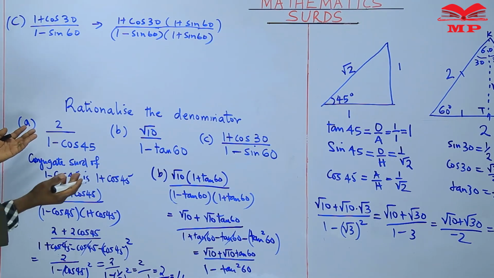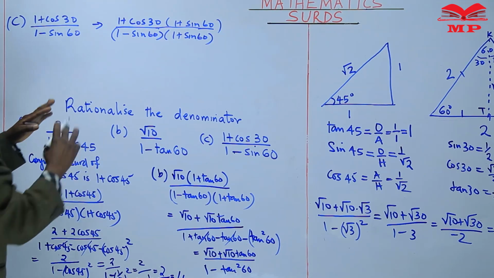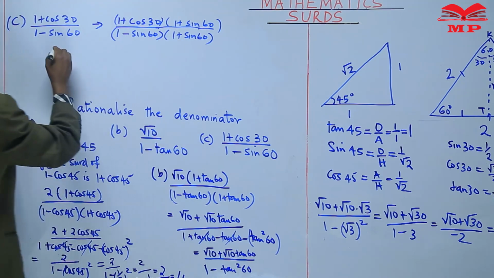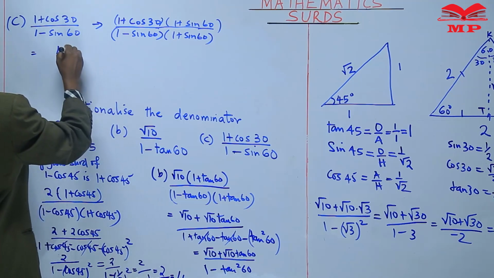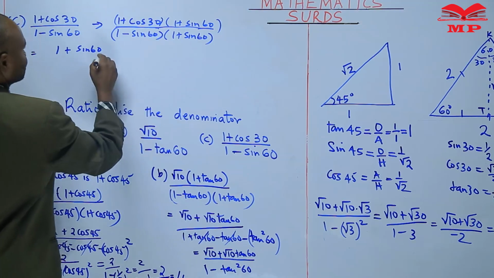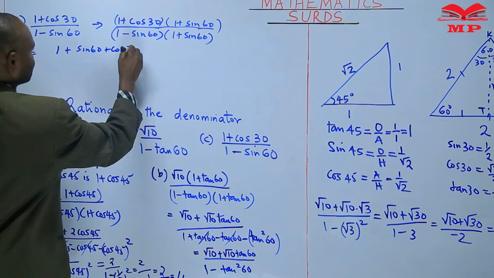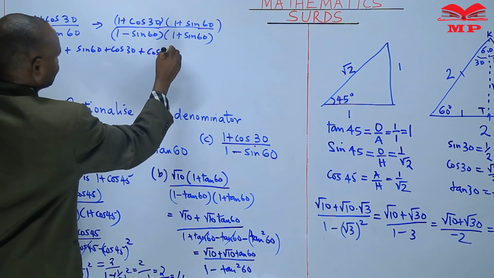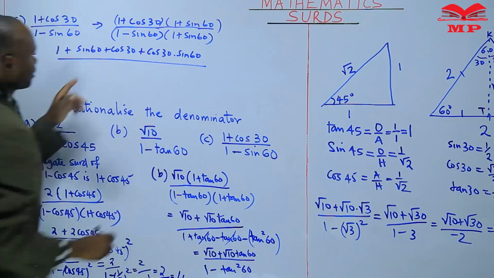So I open up. This one is very interesting because you need to expand. So 1 times 1, this will come to 1 plus sine 60 plus cosine 30 plus cosine 30 sine 60 over, you open up the other one.